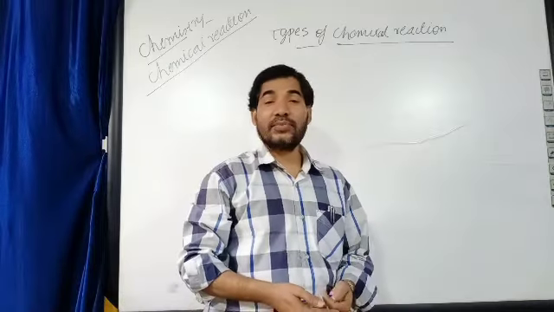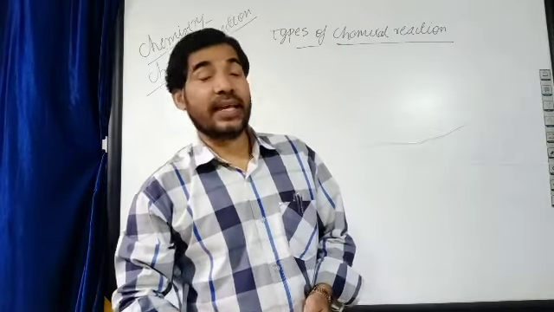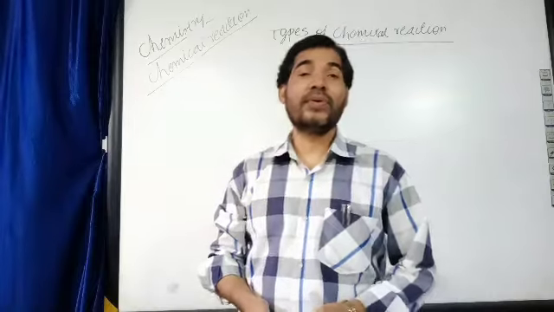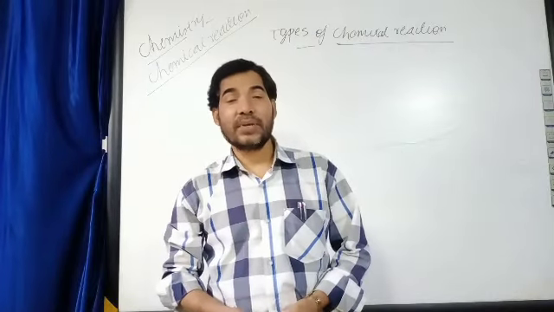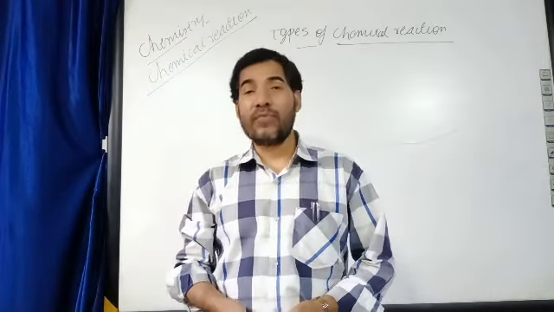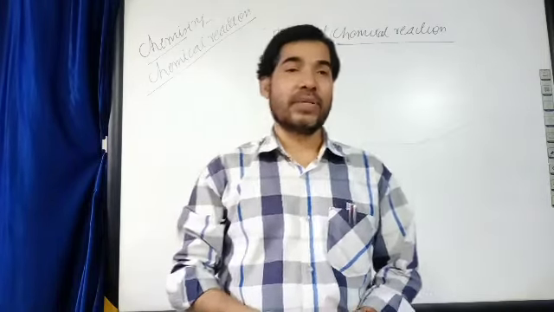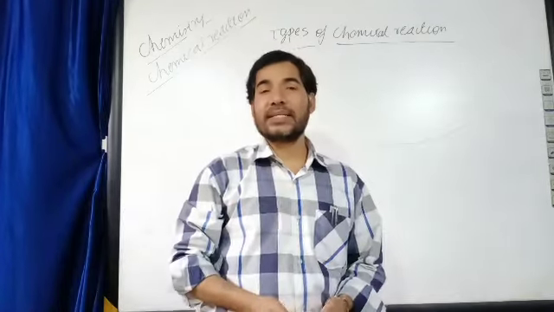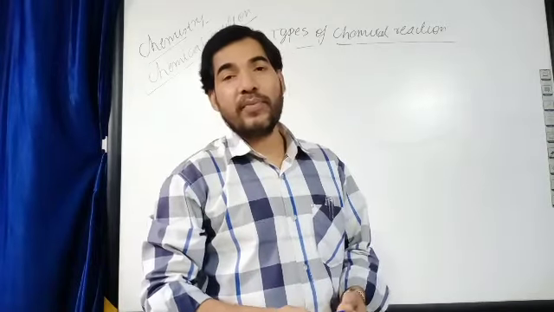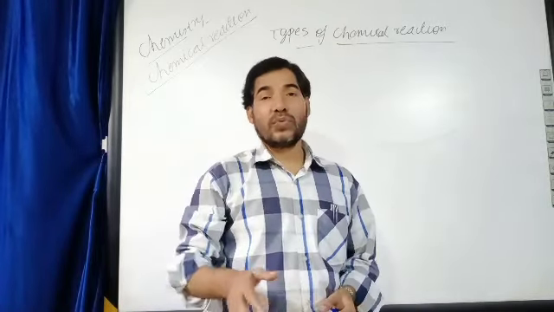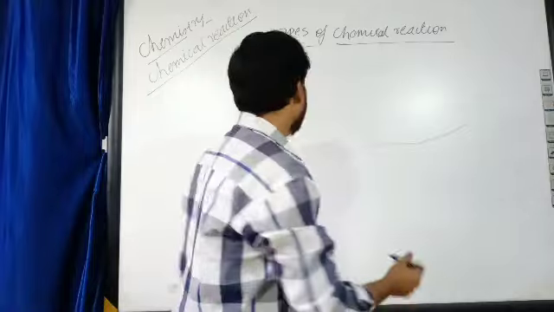Can you say what the different types of chemical reaction are? Chemical reactions are mainly of 5 types, but according to some books there are 7 types. But here we will discuss the 5 main types of chemical reaction. So I am going to write the names here.